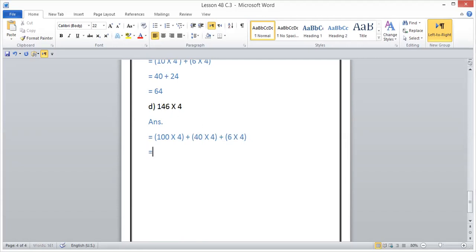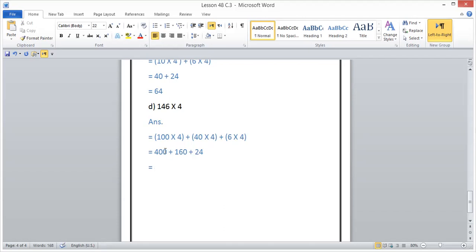Right? Now 100 multiplied by 4. This is very easy to multiply, guys. 4 by 1, 4. And there are 2 zeros, so write 2 zeros. This is 400 plus 40 by 4. This is also very easy to multiply. 4 by 4, 16. There is 1 zero, add 1 zero. Then plus 6 multiplied by 4 equals 24. So 400 plus 160 plus 24. Now you have to add this.